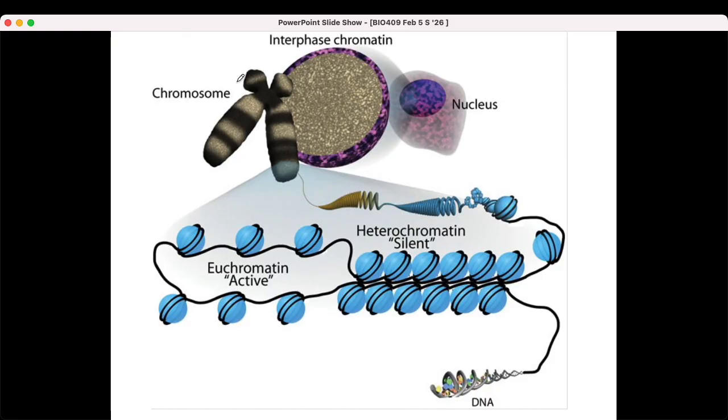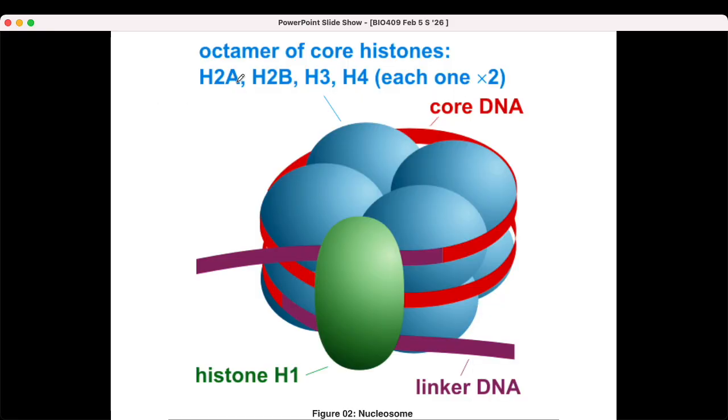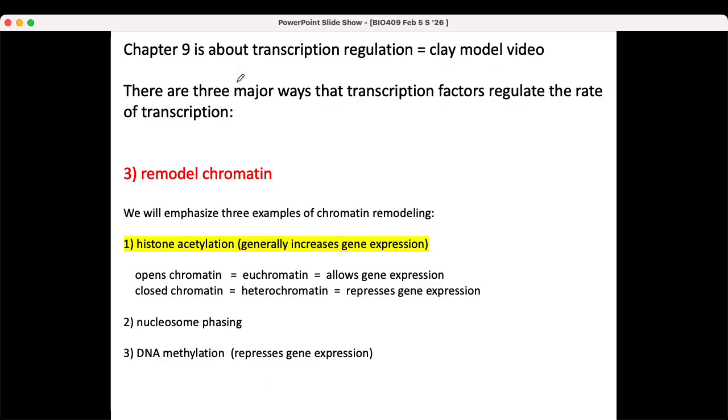Okay, so we want to look at that. Here's just an image of histones. There are 8 in the octamer, and then there's this linker one. Here we have added histone acetylation. Open chromatin, euchromatin, allows gene expression. Closed chromatin, heterochromatin, represses gene expression.